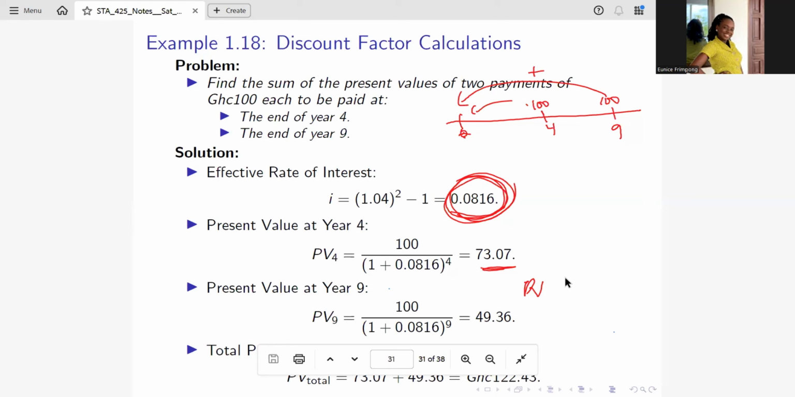We'll take the present value of their total and we'll sum this: 73.07 plus 49.36. Okay. All right.